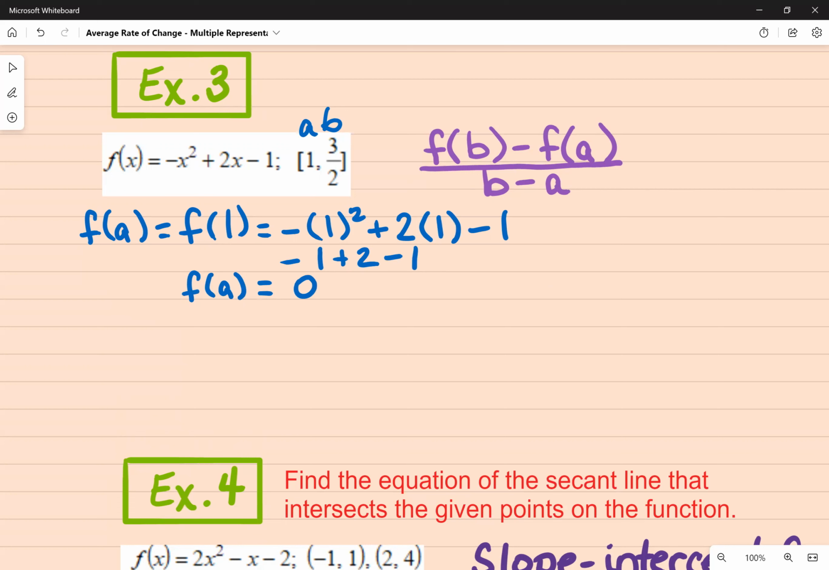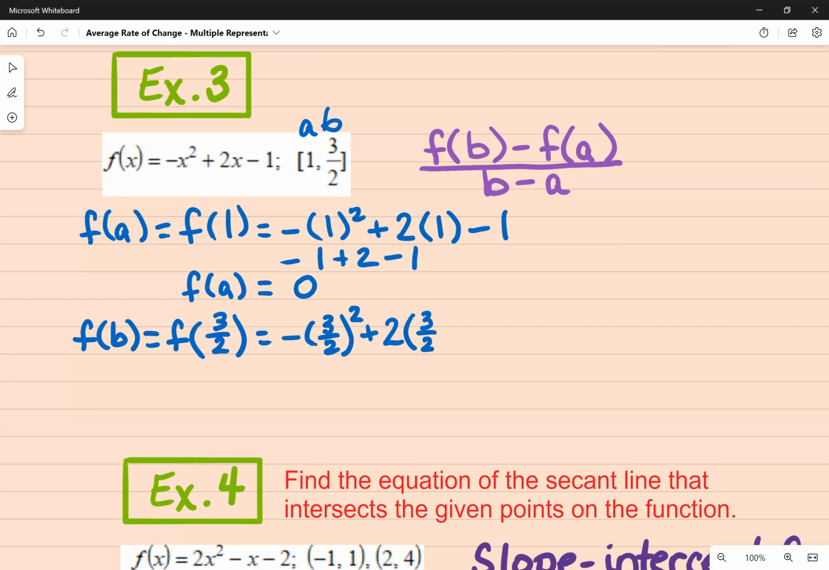Now I'm going to do the same thing for f of b. So for f of b, I'm going to substitute this time 3 over 2, because I'm getting that information from the interval that was given. And in doing that, I'm going back to the function that was given, and every time I see an x, I'm going to replace it with 3/2. So negative 3 over 2 squared, plus 2 times 3 over 2, minus 1.